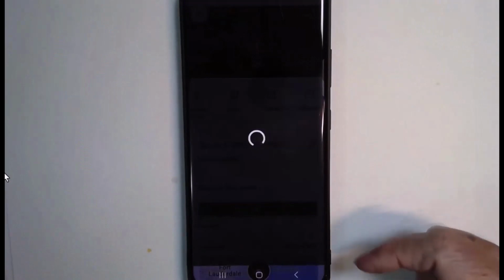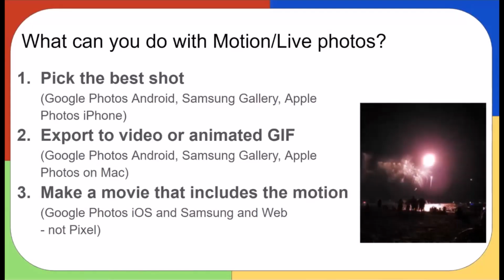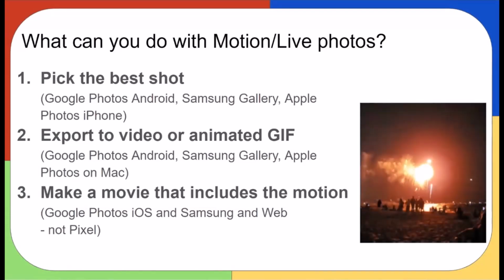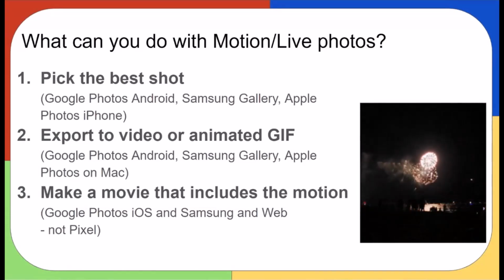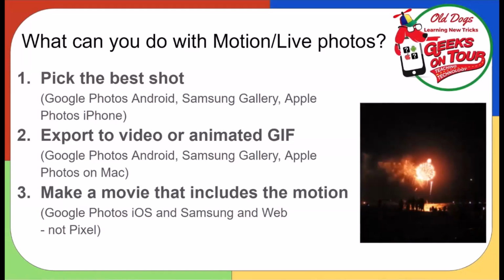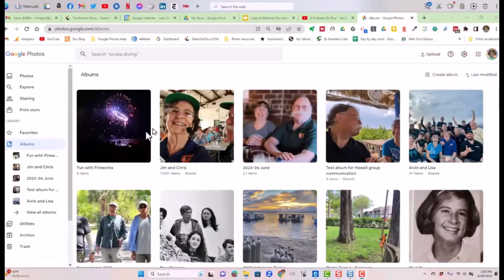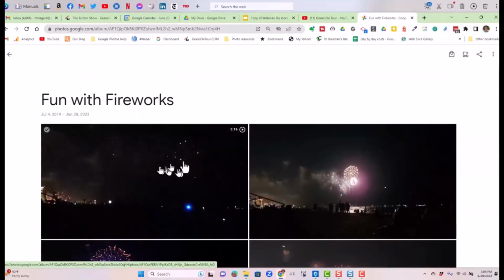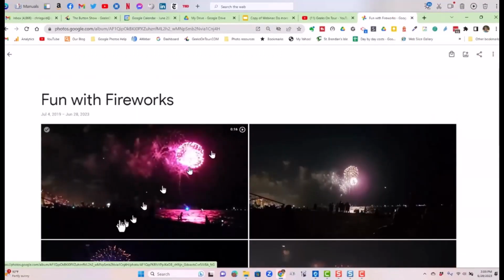And those are fun. The third thing you can do with your motion photos is to make a movie. This is my favorite. You can do this with Google Photos on your iPhone or Samsung or the computer with the web. I think I'll show you on the computer. So on a web browser at photos.google.com, here's that same selection of photos. This first one, of course, is a video, 16 seconds.